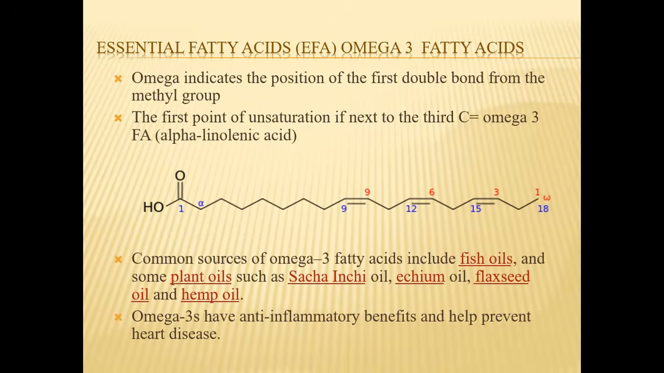Okay, this is showing the omega indicates the position of first double bond. The first point of unsaturation, if next to third carbon, is omega-3, if next to 6th carbon is omega-6. Common sources of omega-3 fatty acids, the linolenic acid, include fish oils, plant oils. Omega-3 also have an anti-inflammatory benefit and help prevent heart diseases. That's why omega-3 and omega-6 fatty acids are mostly present in olive oil. That's why olive oil is labeled as very good as compared to other oils.